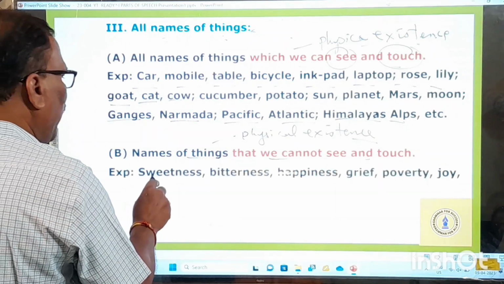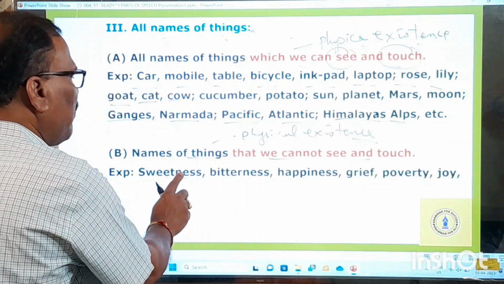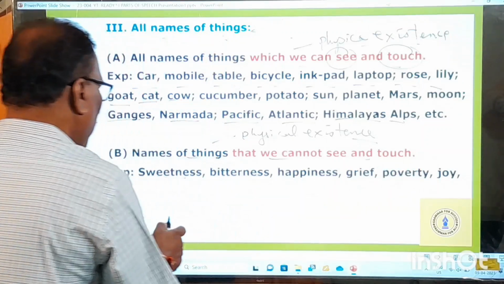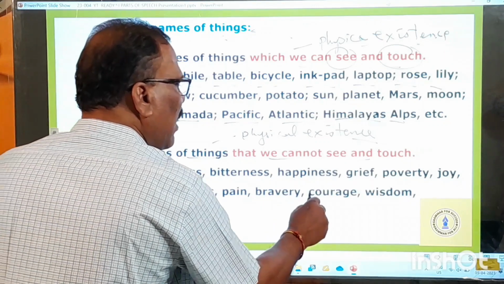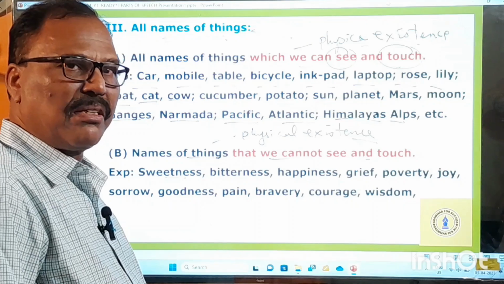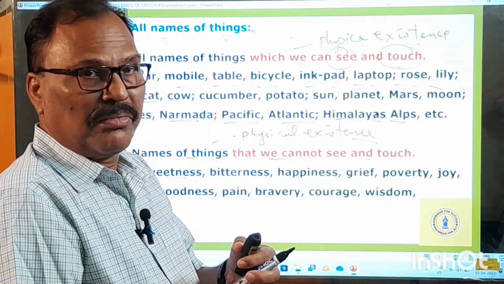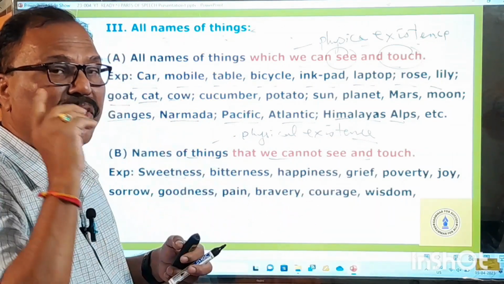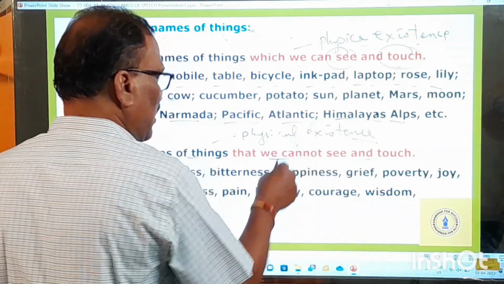Here I am giving you a list. Sweetness. You can only feel and say that it is sweet. That's all. Sweetness can be felt, bitterness can be felt, happiness, grief, poverty, joy. Okay, next. Sorrow, goodness, pain, bravery, courage, wisdom. Can you show me courage? Do you say this courage is in this shape? Can you touch it? No. Can you see it with your naked eyes? No. All these things you cannot see with your naked eyes. You cannot touch them because they do not have physical existence.